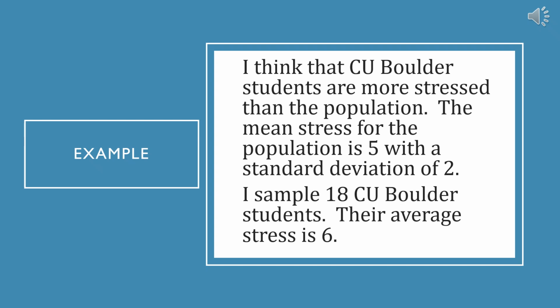All right, let's start doing some examples. So I think that CU Boulder students are more stressed than the general population. The mean stress for the population is 5 with a standard deviation of 2. So already right there, you're given the standard deviation of the population, so you should know which statistic you're going to try to calculate. I sample 18 CU Boulder students. Their average stress level is a 6. Let's say this is out of a scale of 1 to 10. So I want you to figure out what statistic you are trying to calculate, what test you are trying to run, and go ahead and calculate it for me.